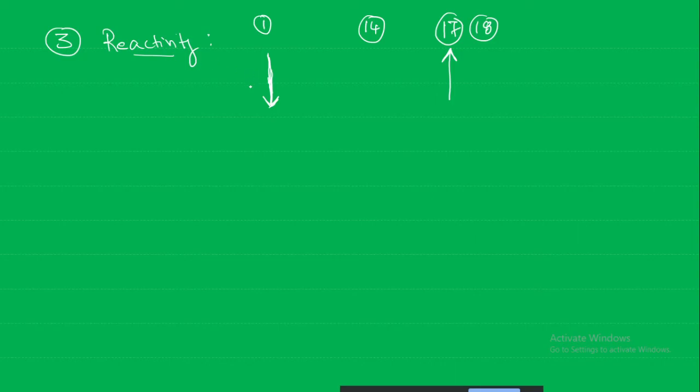That means when it comes to reactivity, these two are showing opposite orientation. Group 1 is showing increasing metallic character down the group. Group 17 is showing increasing non-metallic character up the group. Here reactivity is increasing down the group. Here reactivity is increasing up the group. So group wise you can see that the reactivity is opposite to each other. Group 1, group 17.